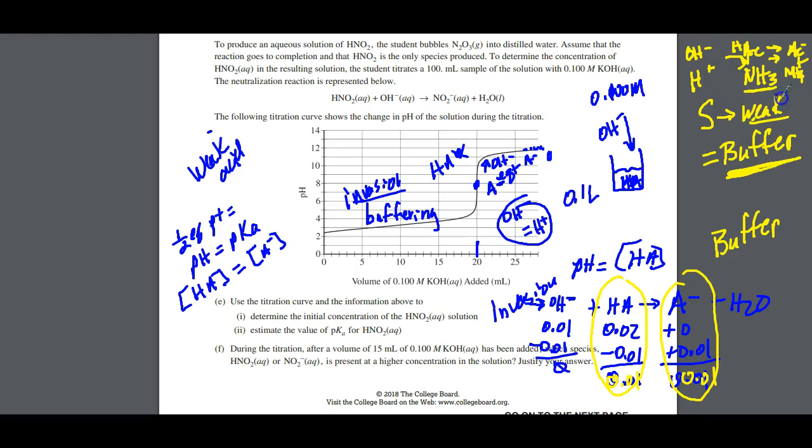So, here's the story. When you want to make a buffer, you add weak to strong, or strong to weak, whichever. You mix those two things together.